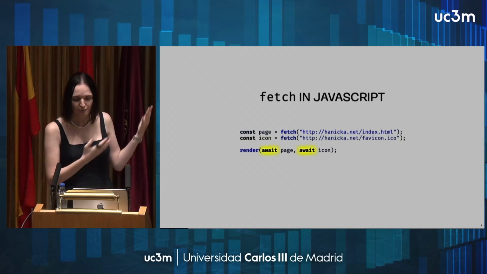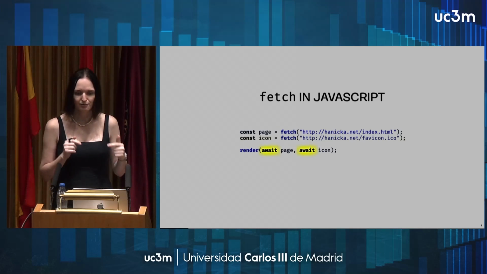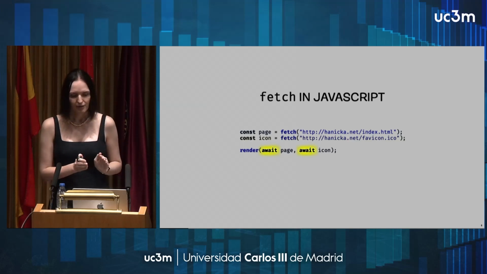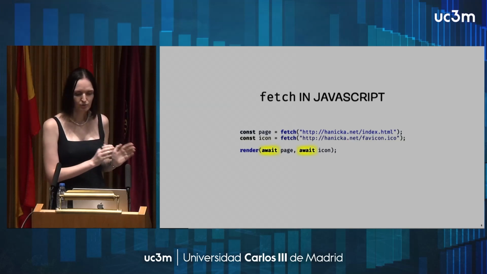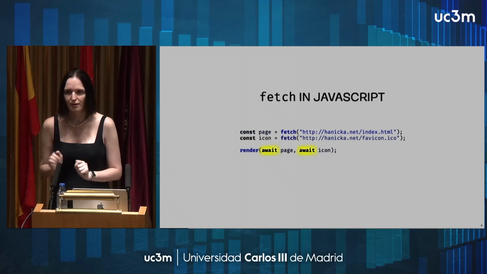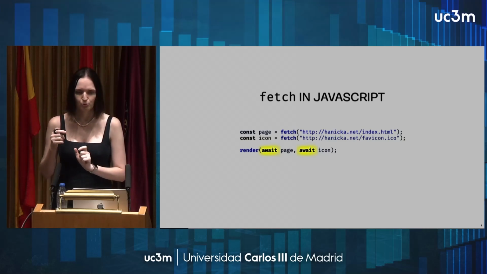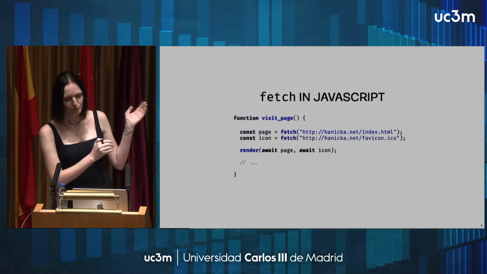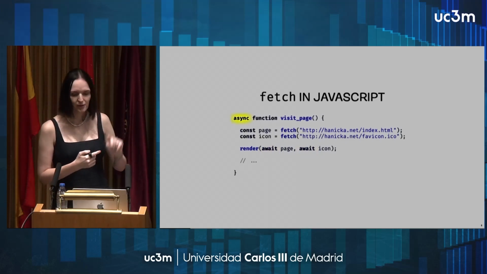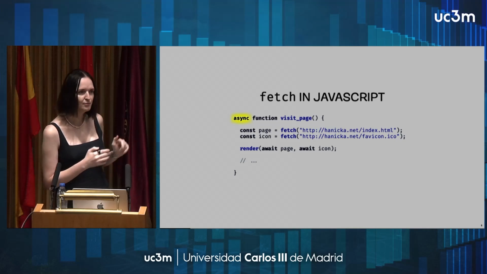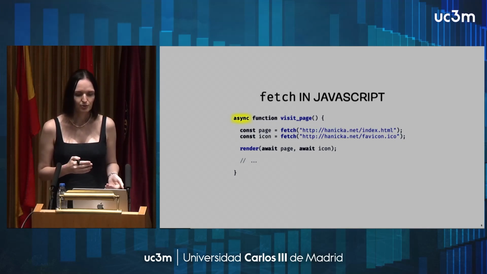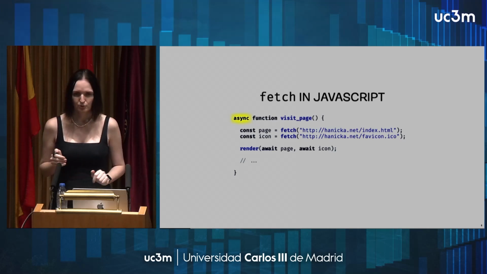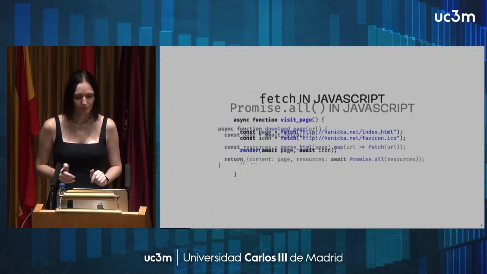We need to await on it. It will download both resources simultaneously and wait for both of them to finish. So the render will be called when both are ready, but they will be downloaded together. But you need to put it into a function which needs to be marked async. That's the difference between C++ and JavaScript. You need to mark the function async in JavaScript, and in C++ you do it a little bit differently. We will get there later.